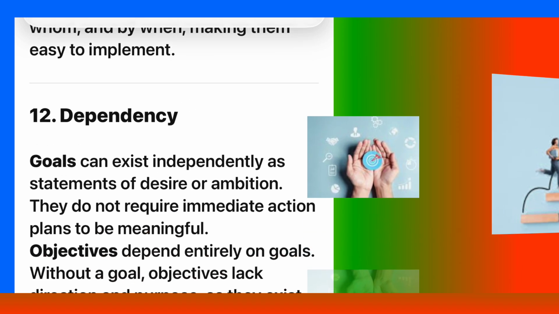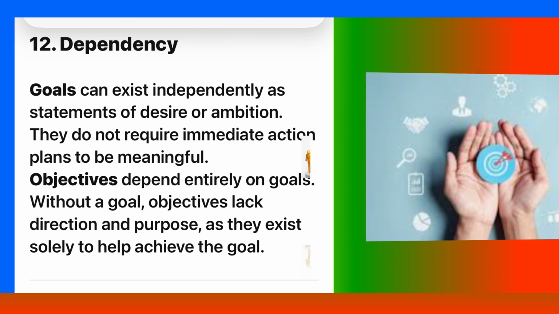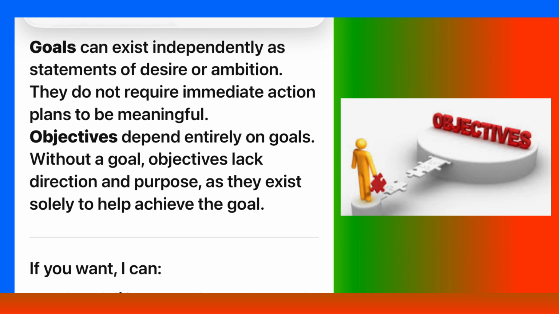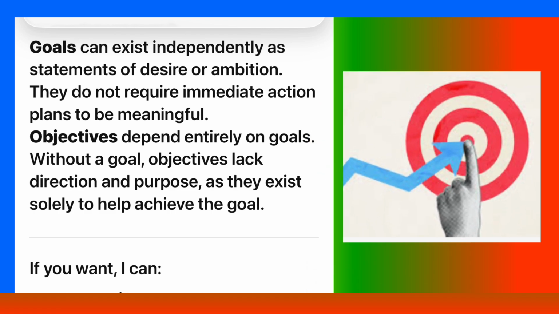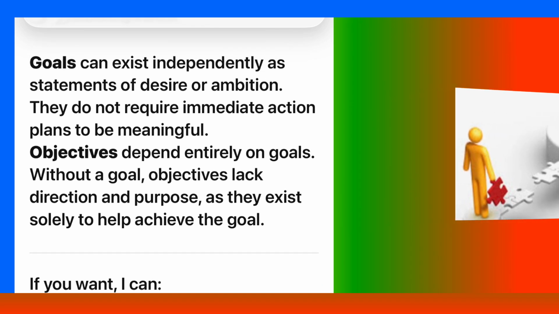12. Dependency. Goals can exist independently as statements of desire or ambition. They do not require immediate action plans to be meaningful. Objectives depend entirely on goals. Without a goal, objectives lack direction and purpose, as they exist solely to help achieve the goal.